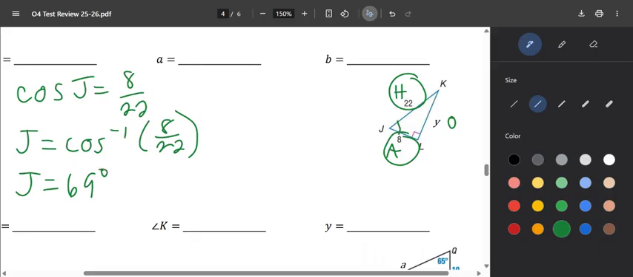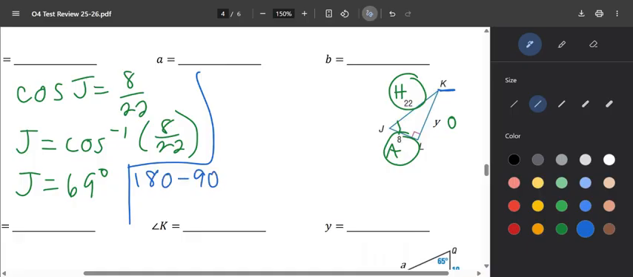Now, we can redo this process to find angle K. Or we can say, hey, we know that angles in a triangle add to 180. So to find angle K, I could just do 180 minus the 90 degrees from angle L minus the 69 degrees from angle J. And let's see, that gives us 21 degrees.